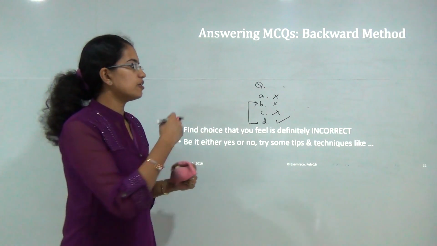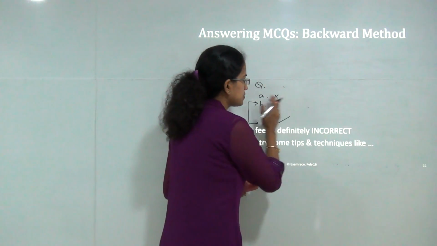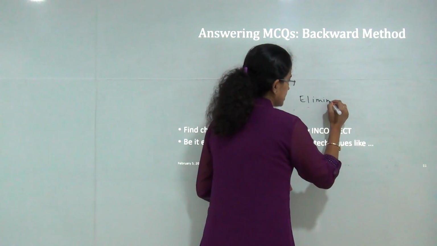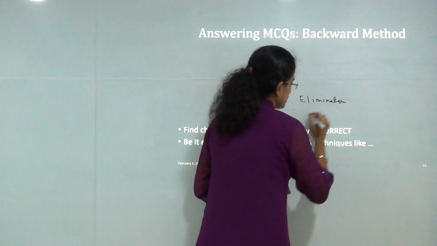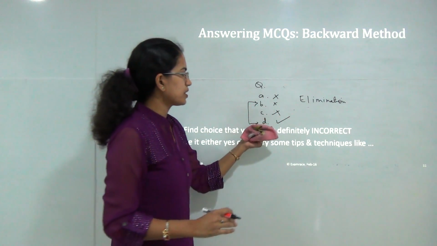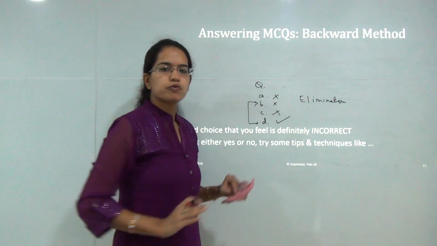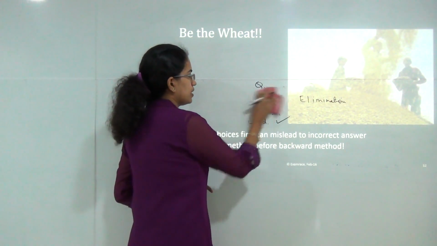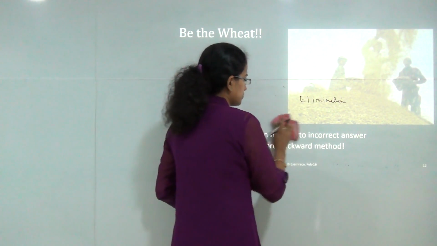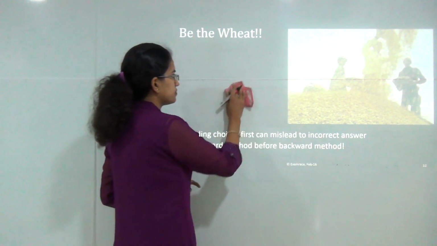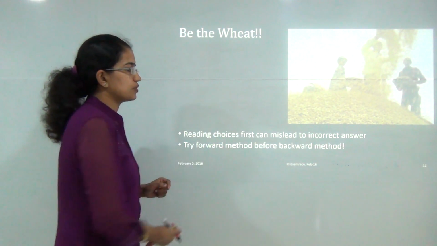So that's a kind of backward method, and under this backward method we apply the technique which is known as elimination. So what I am trying to do here is eliminate the incorrect options and move to a correct option. So that is what a backward method is. We have talked about two methods, a forward method and a backward method. Depending upon the individual, you can choose which method you want.